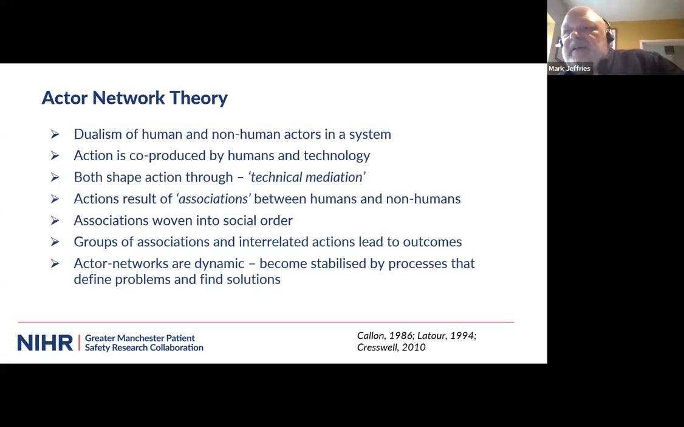Latour came up with this idea that things are co-produced by humans and technology, that you can't have one or the other. The idea of a dualism between humans and non-human actors was thinking of them as separate entities. He and Callon put together the idea that this was part of a network, and that they were both shaping each other. So both humans and technology shape each other through what's known as technical mediation.